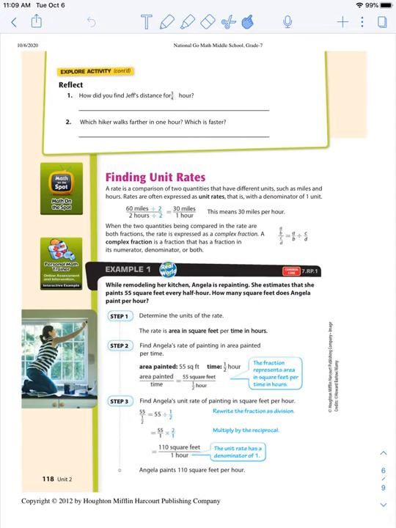All right, next example, and we're reading from here now. While remodeling her kitchen, Angela is repainting. She estimates that she paints 55 square feet every half hour. How many square feet does Angela paint per hour?